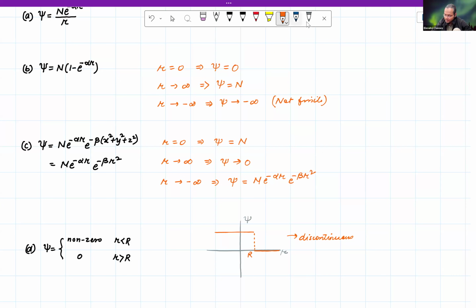There are two things that are going to happen here. As r goes to negative infinity, this is going to tend towards infinity and this is going to tend towards 0. So what is going to happen? There are two exponential terms.